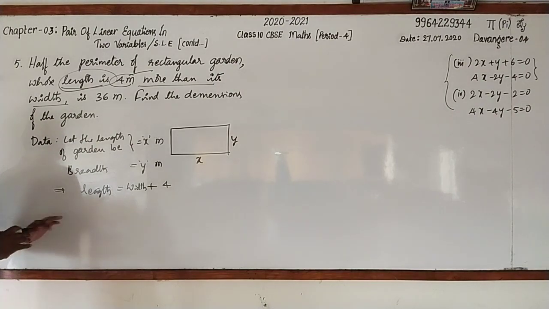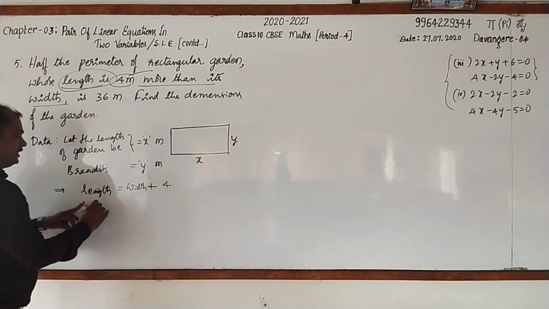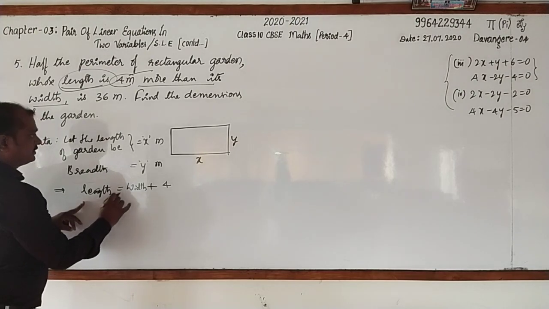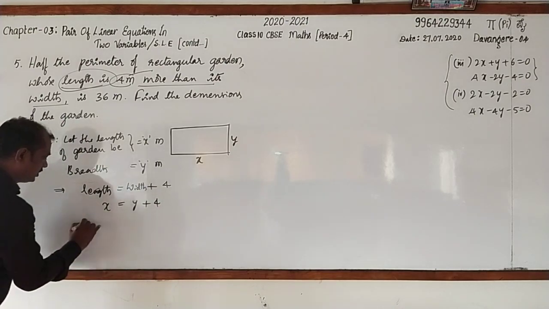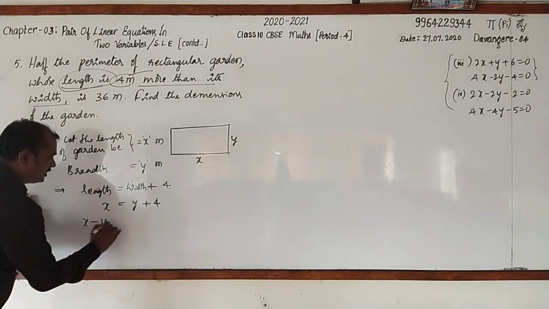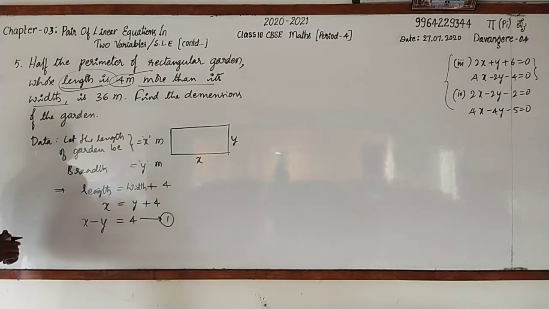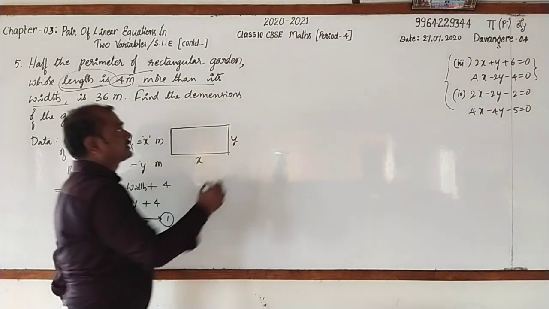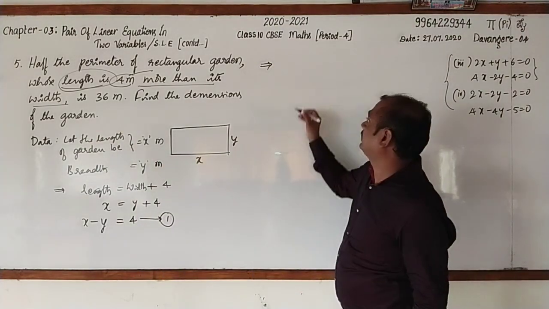Hope that you have understood. For your reference only I have written it. What is the length? Length is X. It is equal to width, which is Y, plus 4. Now transfer Y to the left hand side: X minus Y equal to 4. You may call it equation 1. Clear? Next, they have given half the perimeter.